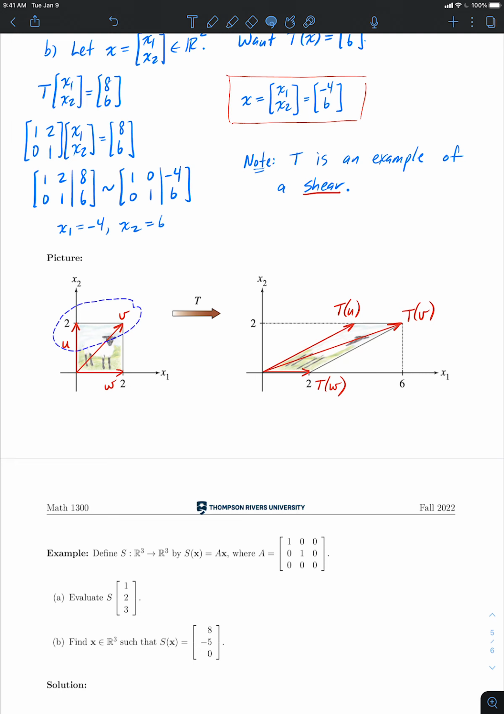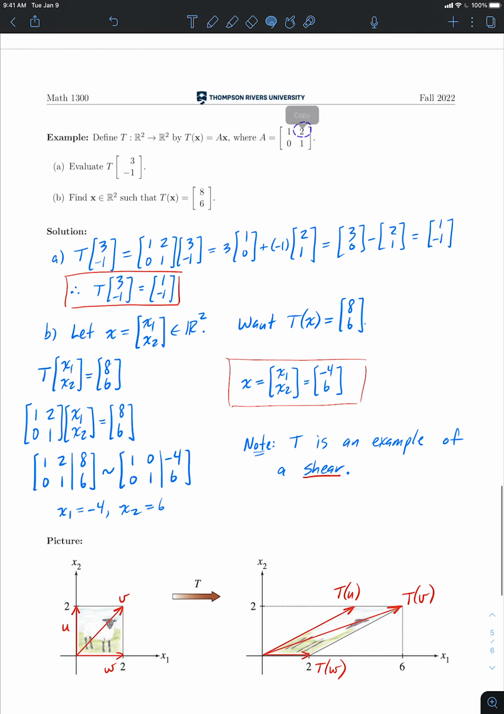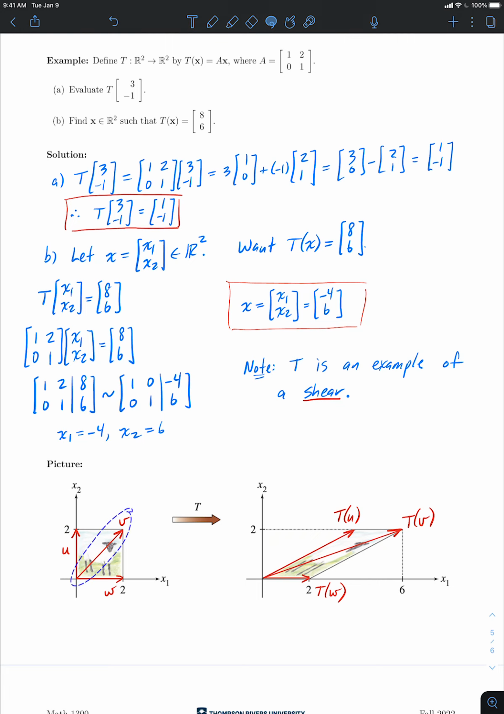But u and v are further away. If you measure their distance from the x1 axis, their distance would be 2. So it's a shear in the x1 direction. And they both were pulled over to the right by 4 units. This is just a fun fact. This number 2 is what dictates that. That 2 gets multiplied by the distance that u and v are away from the x1 axis to give you 4, and that tells you how far this shear T is going to pull those vectors over to the right.